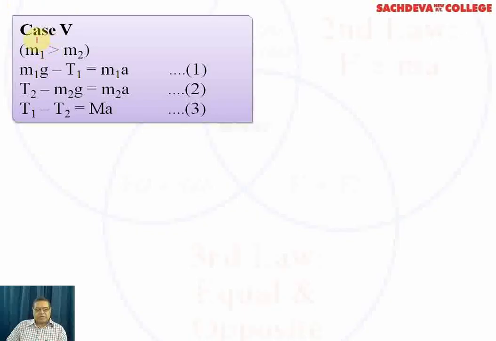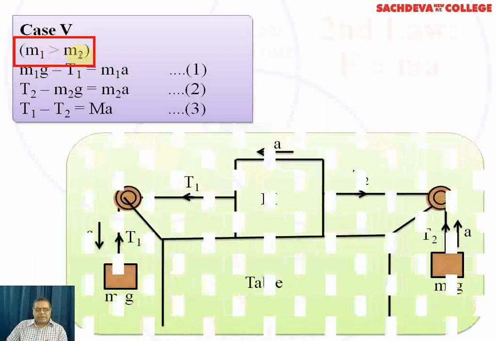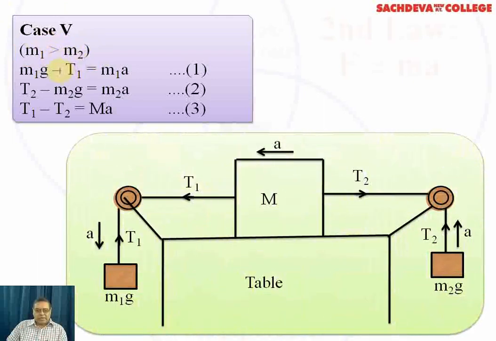Now we come towards case number 5, that is assuming M1 is greater than M2. So M1 is greater than M2, that is, the left side is M1 and the right side is M2. You will always remember that tension is always against the weight. Acceleration towards the left portion is downward, whereas towards the right portion it is upward.